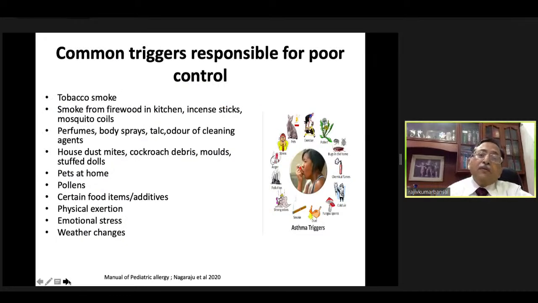At the same time, we need to find out the common triggers responsible for poor control, like tobacco smoke, smoke from the firewood in the kitchen, incense sticks, diesel, perfume. If a patient is staying near a highway, diesel is a very important culprit in increasing poor asthma control. The perfume, the body sprays, the house dust mites, a very important factor, especially in climatic conditions where it's wet and very cold. Pets at home, pollen, certain food items and additives, physical exertion, emotion, and weather changes play a great role.